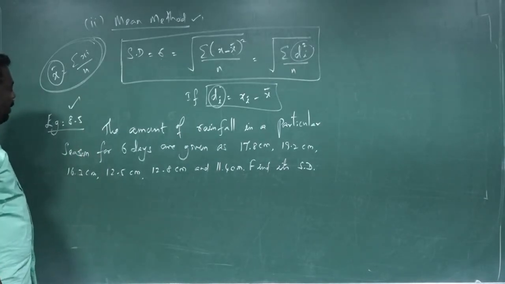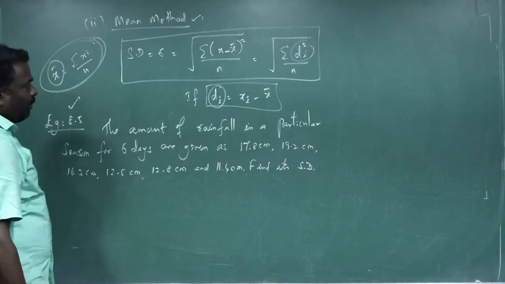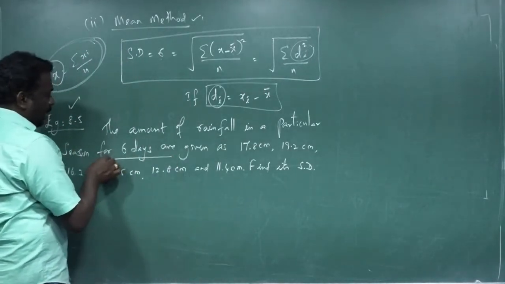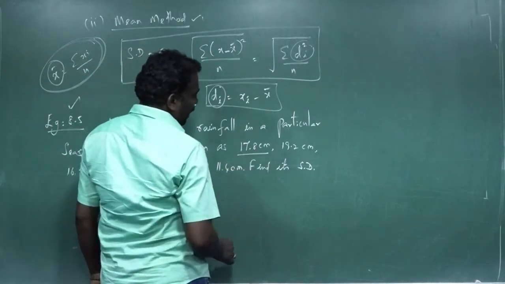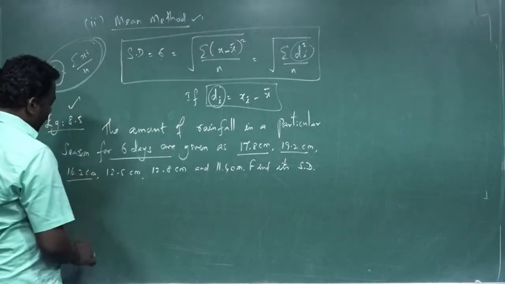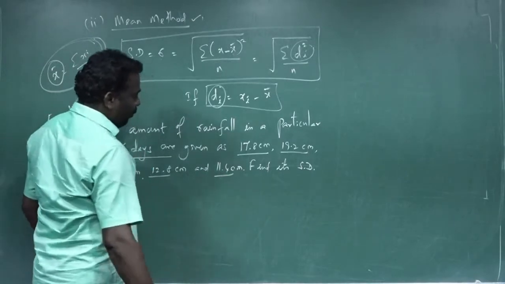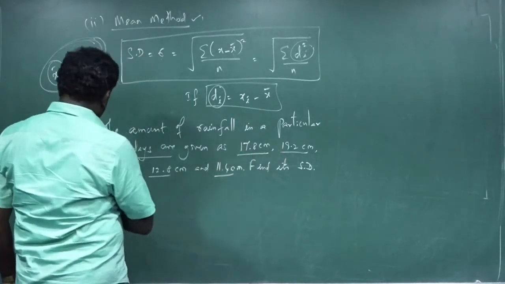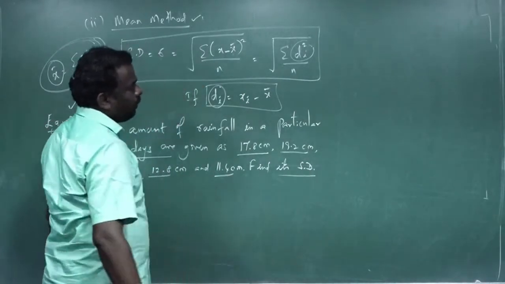Using this mean method, now we have to see one example. Example 8.5. The amount of rainfall in a particular season over 6 days is given as 17.8, 19.2 centimeters, 16.3, 12.5, 12.8 and 11.4. These 6 data values are given: 1, 2, 3, 4, 5, 6. We want to find the standard deviation.